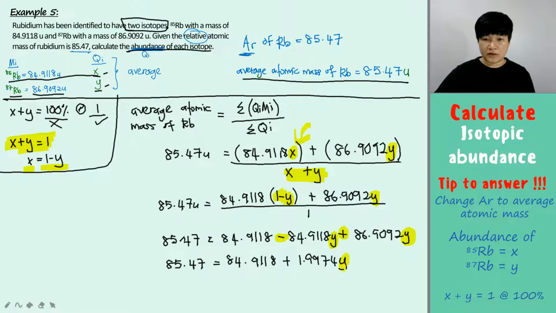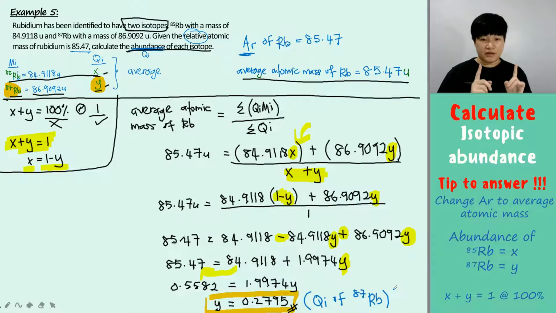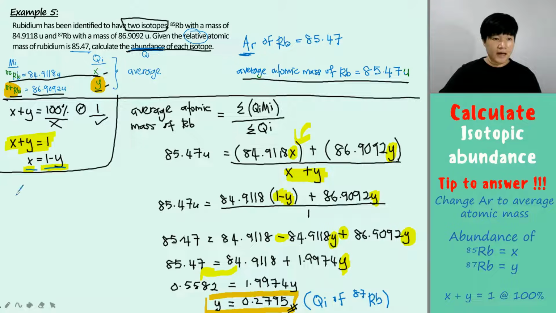Therefore, this is the Y that we are looking for. And obviously, you can solve the mathematics right now. Just bring this over and you can get your Y. And Y equals, you have the first answer, which is Y equals 0.2795. So Y is the isotopic abundance of the rubidium-87, okay? But we have two unknowns. We have X and Y. How do I get my X? Simple. Over here, we know that X is equal to 1 minus Y. So your X calculated will be 0.7205. And this is the X calculated, okay?